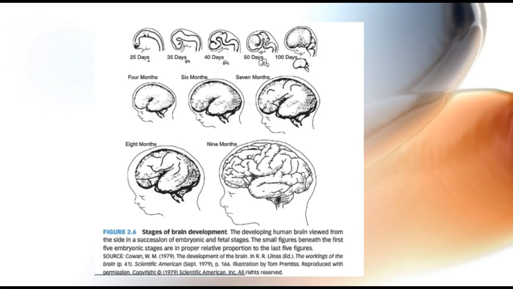And here's the stages of the brain developing. So you see those 3 bulges. They're at the 25 days and what they become.